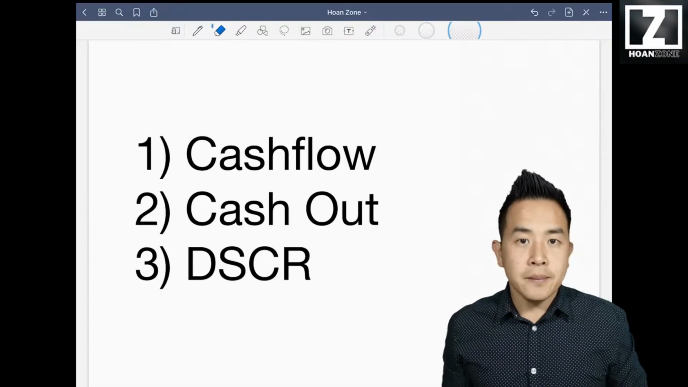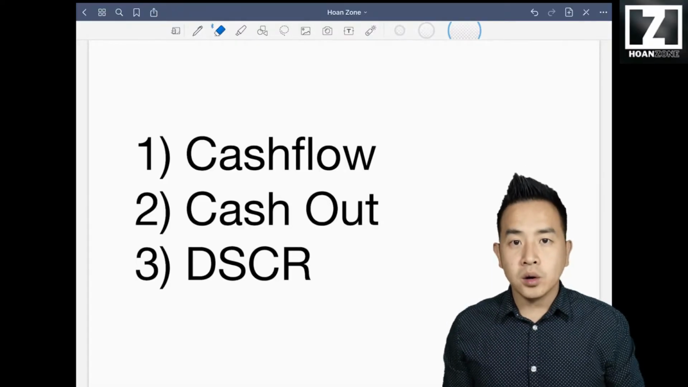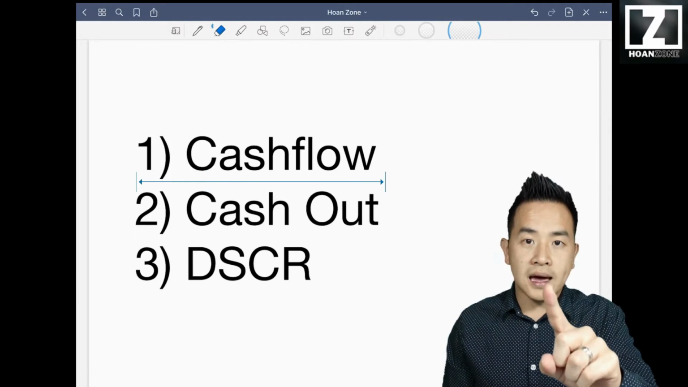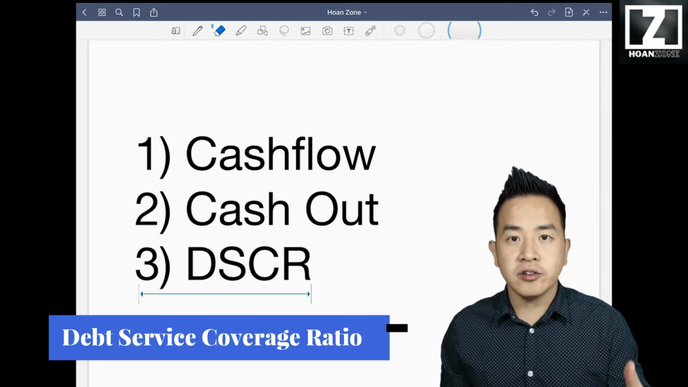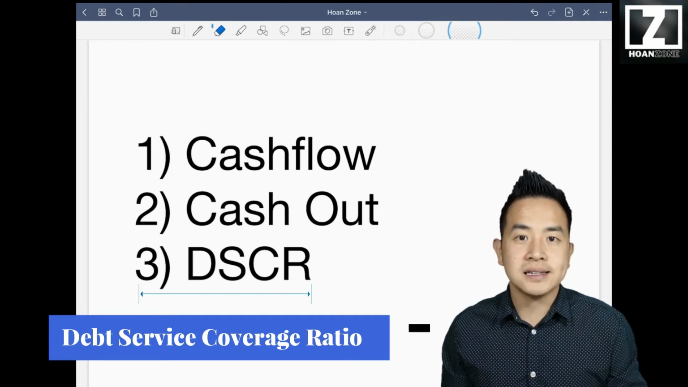In the last 10 years, I've bought millions of dollars worth of rental real estate. And in order to be in business for that long, I really needed to get good at analyzing properties. I'm going to be showing you what I typically do to analyze my properties for buy and hold. The three main things that I look for with a buy and hold are: one, you got cash flow; two, you got your cash out; and three, you got your debt service coverage ratio, also known as DSCR.